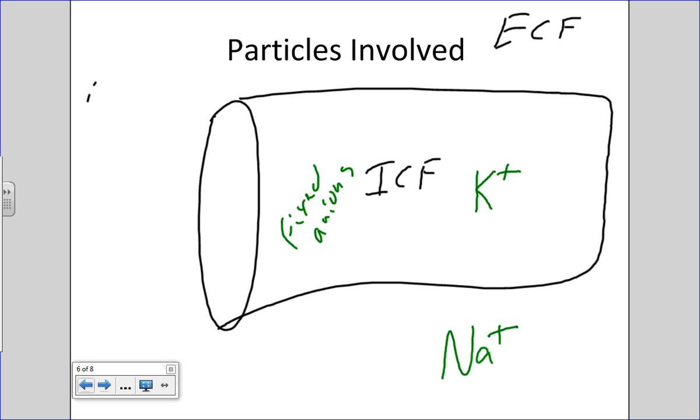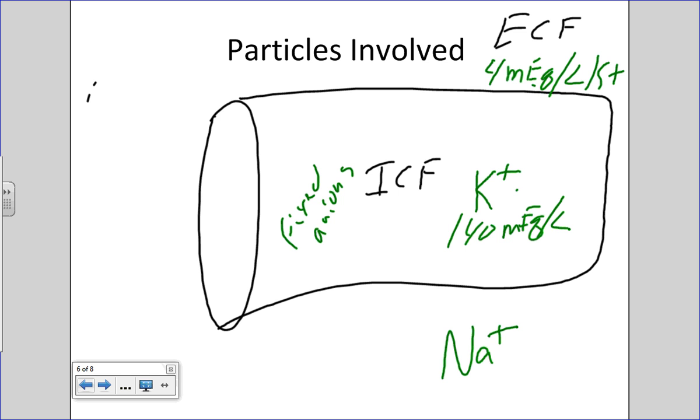Now, let's take a look at the numbers here. Let's say there are, give or take, 140 milliequivalents per liter of potassium in the intracellular fluid as compared to 4 milliequivalents per liter of potassium in the extracellular fluid. As you can see, there's a great difference between potassium in the intracellular and extracellular fluid.